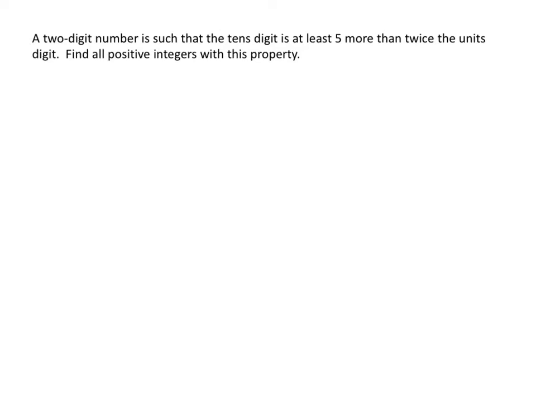So here's one that says we have a 2-digit number and the tens digit is at least 5 more than twice the units digit. So what I might say is the tens digit, at least meaning greater than or equal to, 5 more than twice the units. So again, if we're going to look for all positive integers with this property, what if the units digit is 1? That means that the tens digit has to be 5 plus 2, larger than or equal to 7.